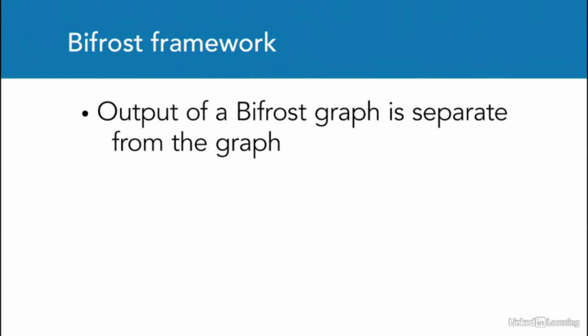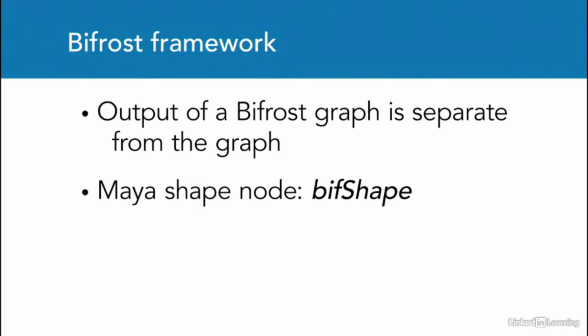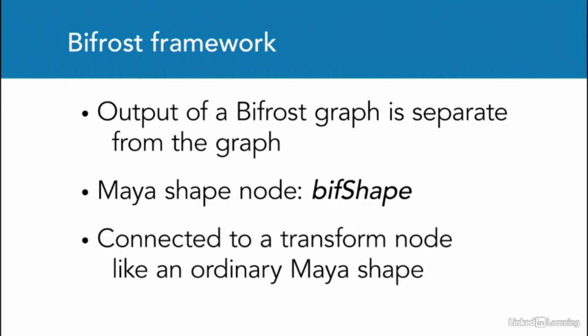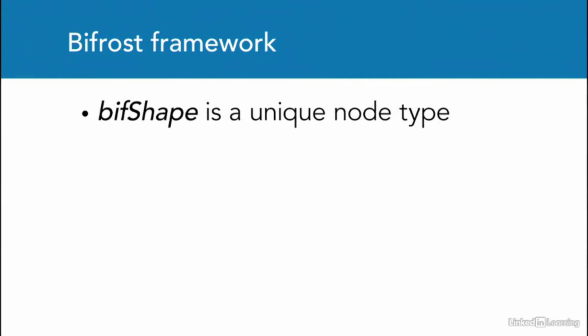The output of the Bifrost graph is separate from the graph. The output could be a mesh, or a volume, or particles, or who knows what may come in the future. But in any case, the graph output is a node type called Bif shape. Each Bif shape has its own transform node, just like an ordinary Maya shape. But the Bif shape isn't an ordinary Maya shape. It's a completely different animal, and its behavior may defy our expectations.